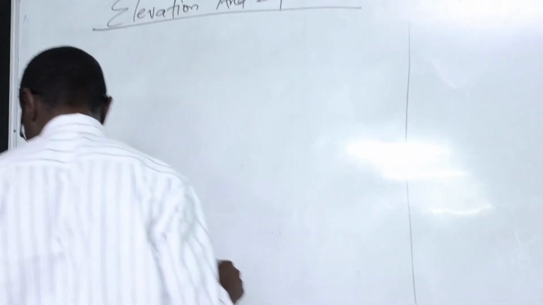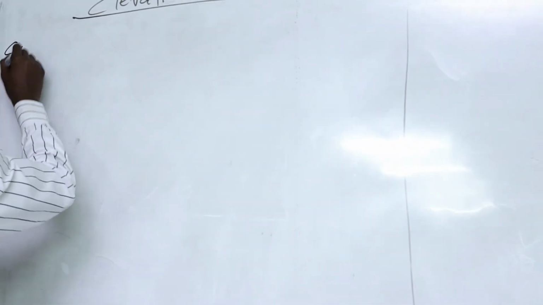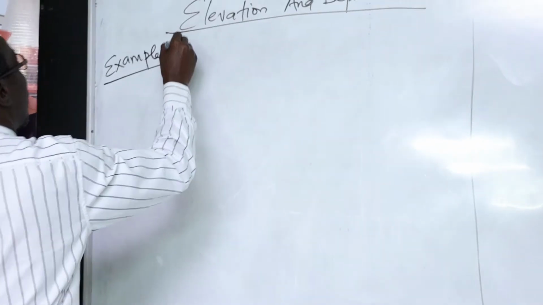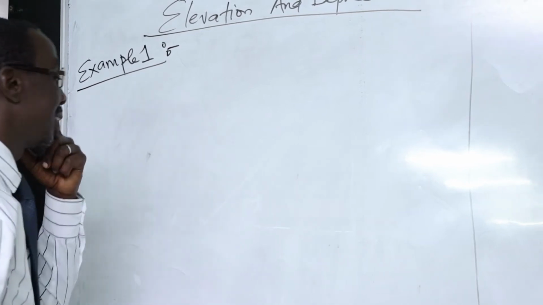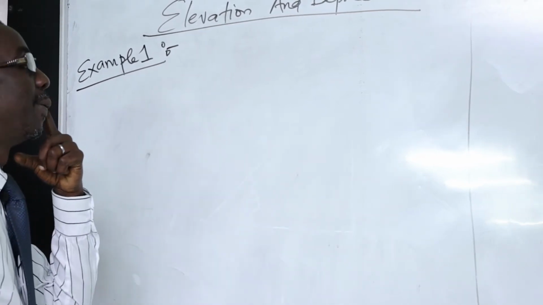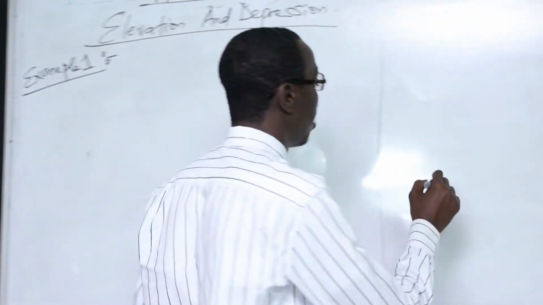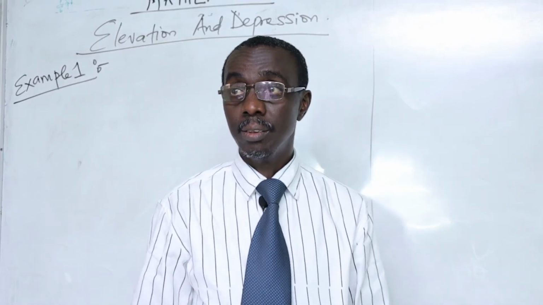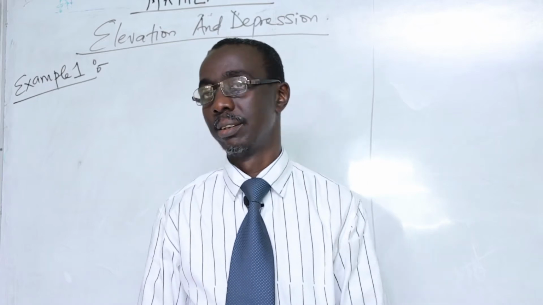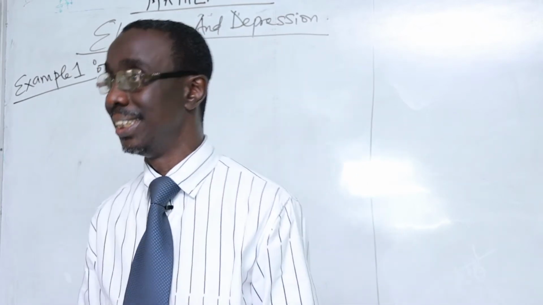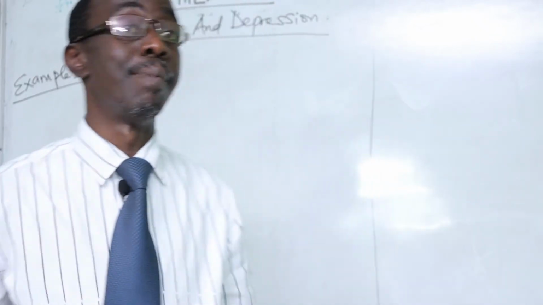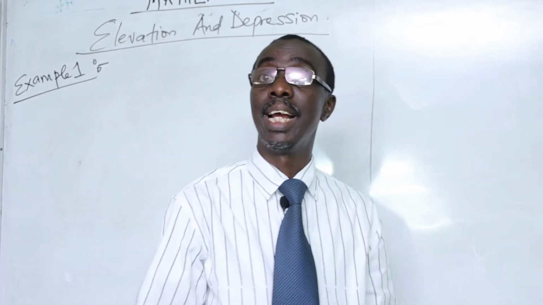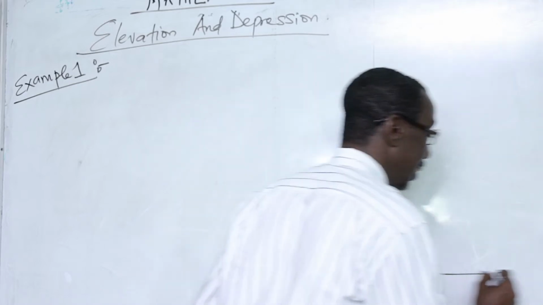Somebody should help us. The man is 1.7 meters tall. Let me put my diagram here. The man is 1.7 meters tall. Can the man be standing in the air? Hello, class. Can the man be standing in the air? He's not a magician now. So you don't expect the man to be standing in the air. Obviously, you know there is a ground level.